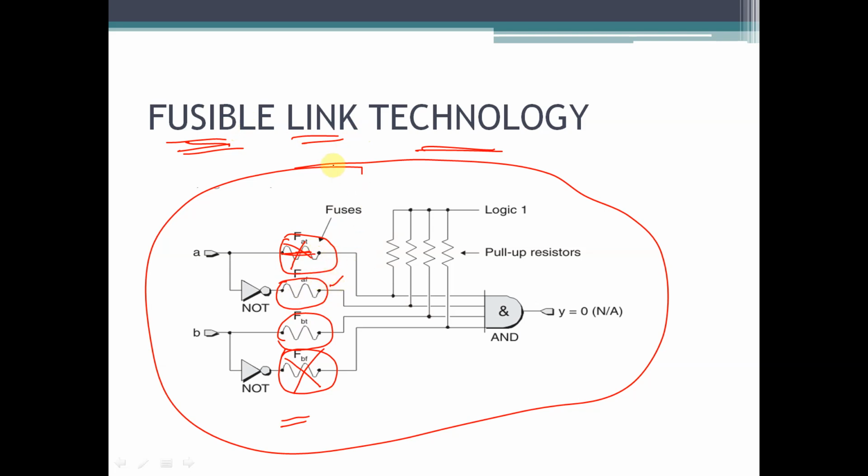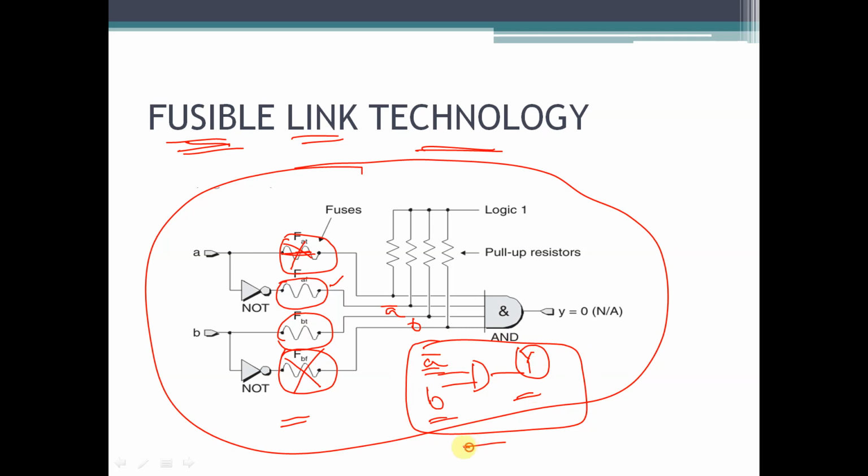Okay, so what happens now? We have removed this connection. So A has been removed, and here we are getting A bar. And B bar is removed and we are getting B. So to the AND gate, we are applying A bar and B, and this is our output. Depending upon the inputs A bar and B, our output is being changed. Is this clear? Is this fusible link technology clear?